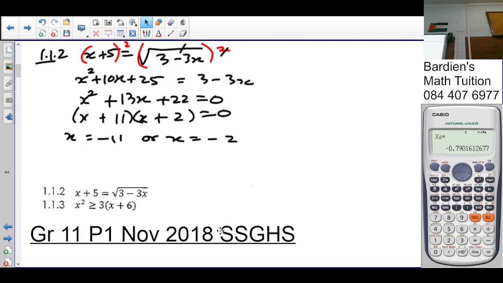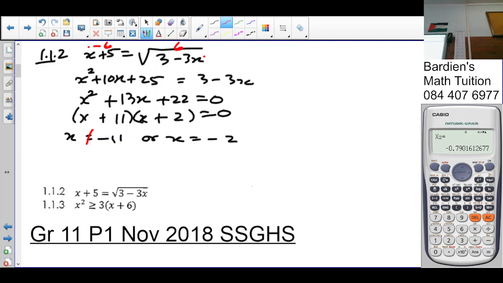So what I do is I need to check if it works. Okay. So what I do is I substitute it into the original equation. So I put negative 11 in here, it's going to be negative 11 plus 5. It's negative 6. If I put negative 11 in here, it's going to give you 33 plus 3 is 36. The square root of 36 is 6. Is 6 the same as negative 6? No. So negative 11 is not a solution.